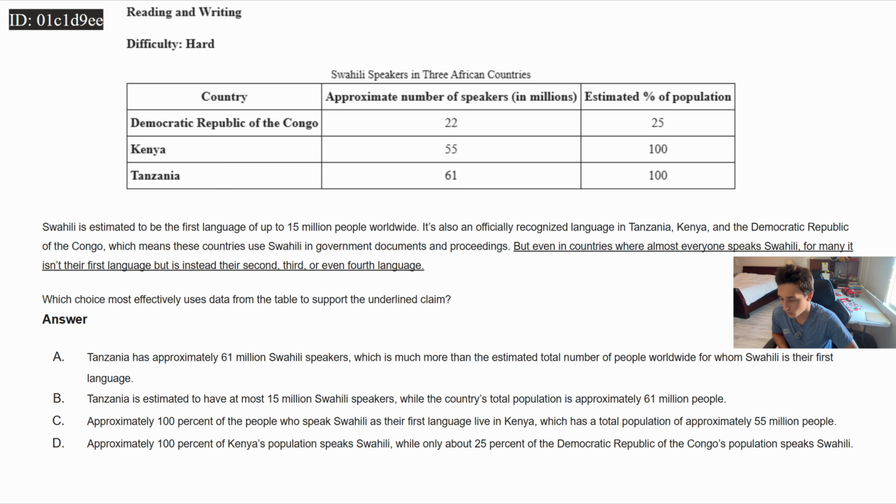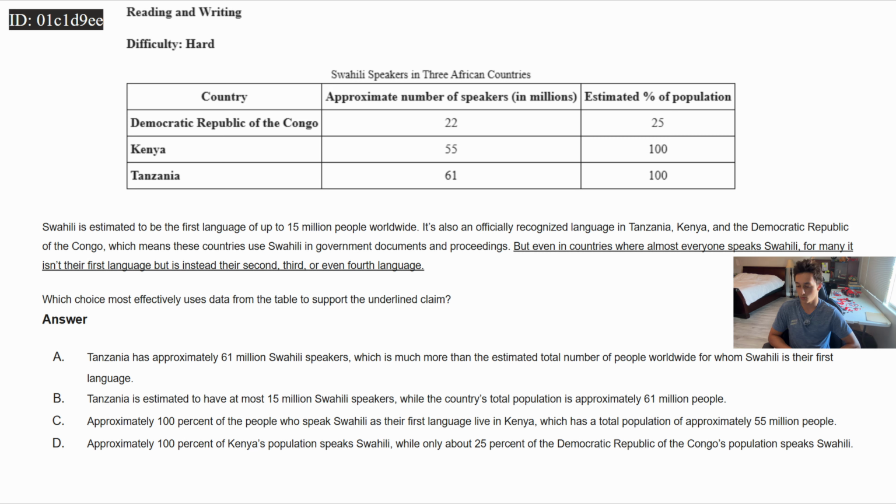Here's the final question. We're talking about Swahili speakers in 3 African countries. Swahili is estimated to be the first language of up to 15 million people worldwide. It's also an officially recognized language in Tanzania, Kenya, and the DRC, which means these countries use Swahili in government documents and proceedings. But even in countries where almost everyone speaks Swahili, for many it isn't their first language, but it is instead their second, third, or even fourth language.